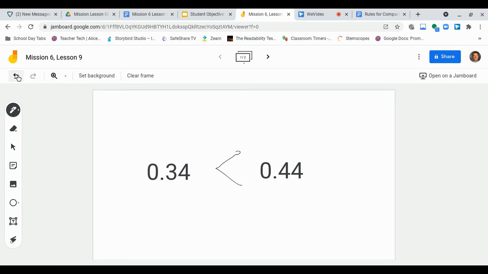Now, what if it's the case where, let's alter these up a little bit here. Where's my pointer? There's the pointer. Let's say they had the same in the tenths place.